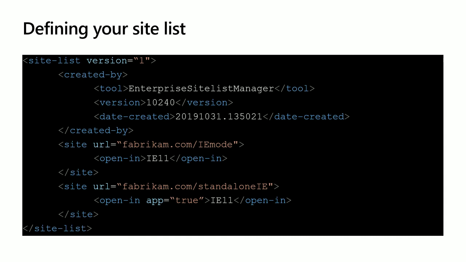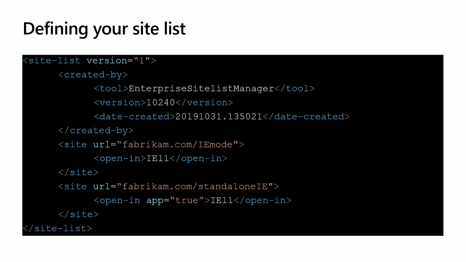So if you have a site list from the past that's in V1, you will have to do work to convert it to the V2 schema. It's quite a bit different, and we do have a tool to help with that. Also, I call out 2 things in this XML. The first one is the fabricom.com/IE mode site URL, with open-in set to just IE 11. What that means is that whenever you configure this and the user is experiencing it, it will render in IE mode. The next one is fabricom.com/standalone IE.